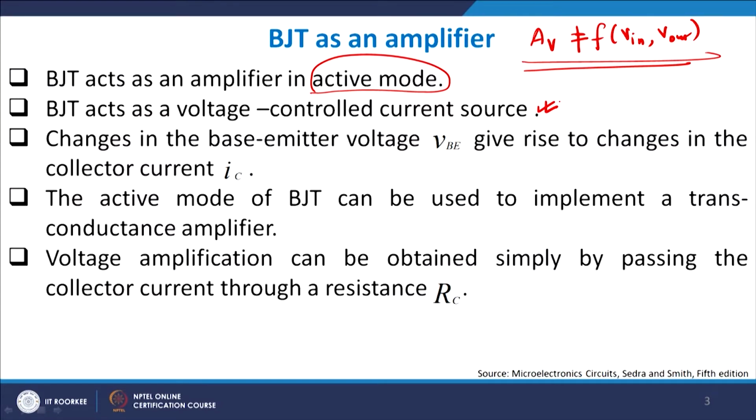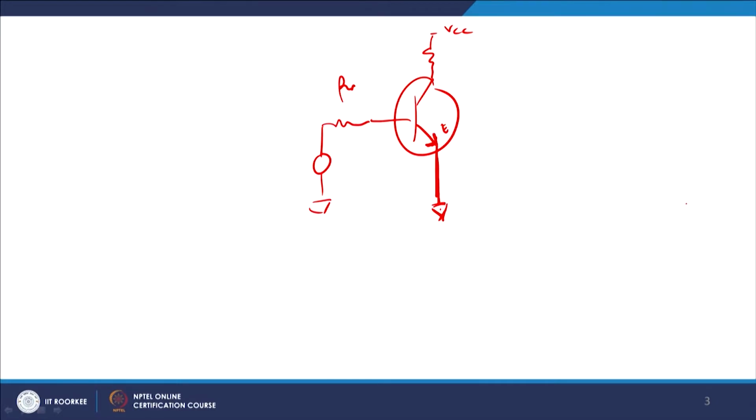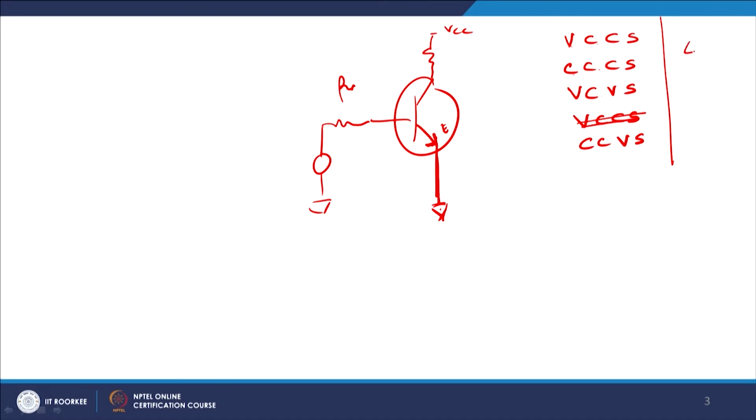Now, as we have seen, the BJT acts as a voltage controlled current source. If you remember, we have 4 types of sources. One is the voltage controlled current source, the current controlled current source, the voltage controlled voltage source, and the current controlled voltage source. So there are 4 types of sources generally available to any electronic designer, and an example of a current controlled current source is basically a BJT.